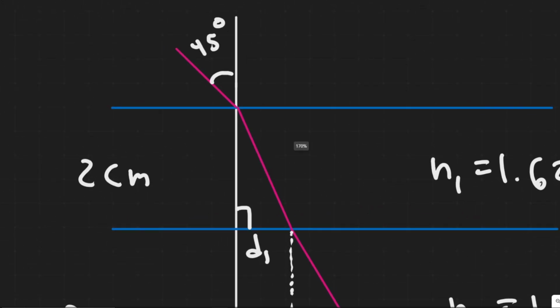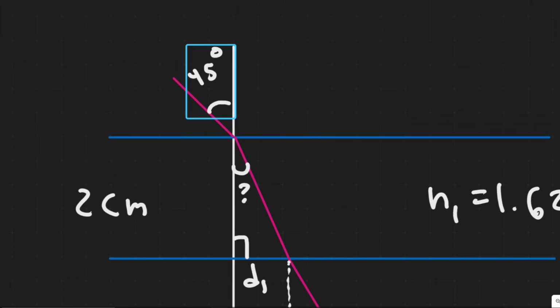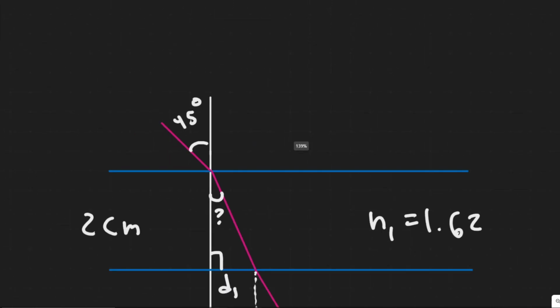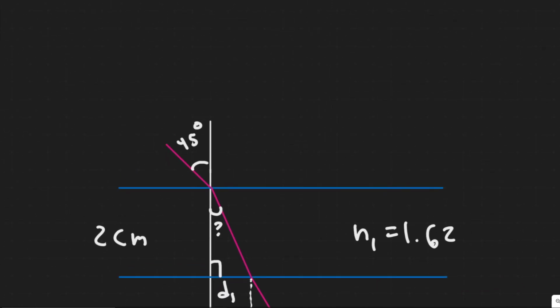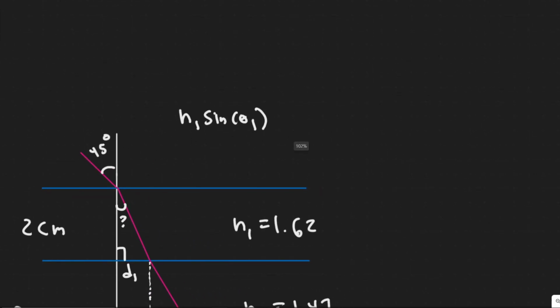As I said before, we need to find an angle in the triangle, and the angle I'm going to find is this one right here. To do that, I'm going to use Snell's law, because I have this light beam refracting, and I can find this angle, the angle of refraction, by using Snell's law. So first, let's talk about Snell's law. Snell's law tells us n1 sine of theta 1 is equal to n2 sine of theta 2.